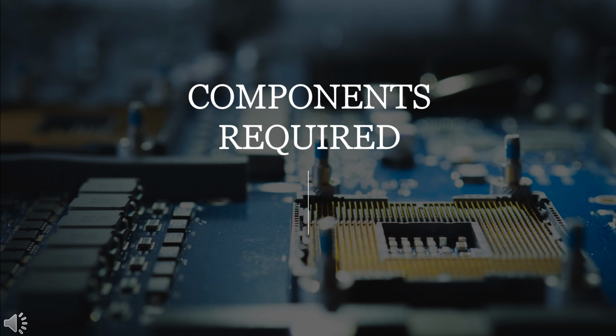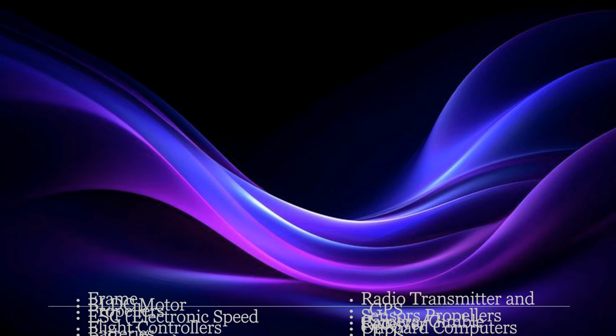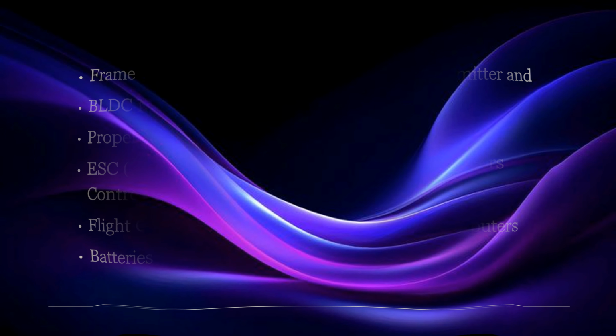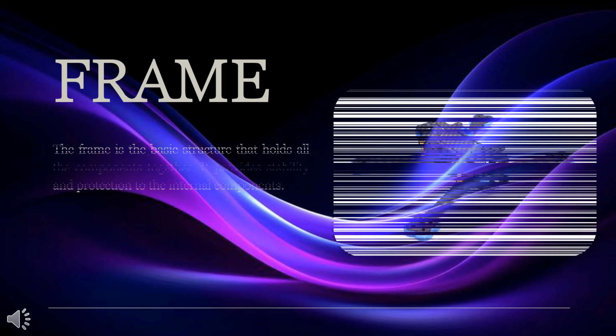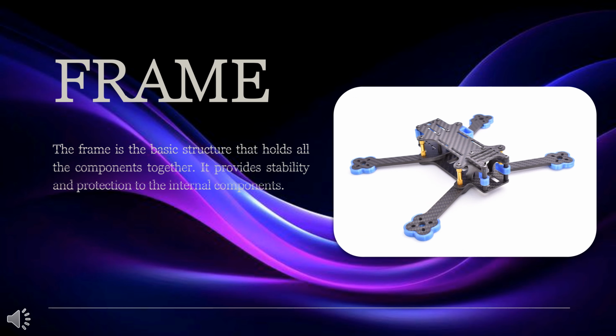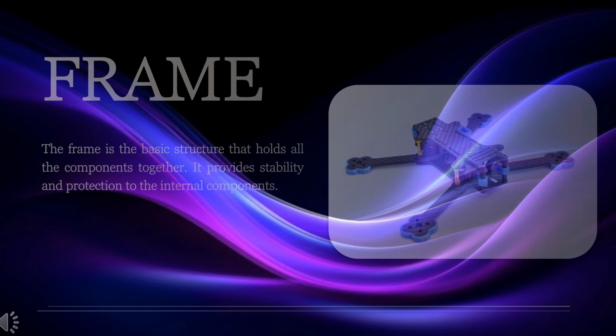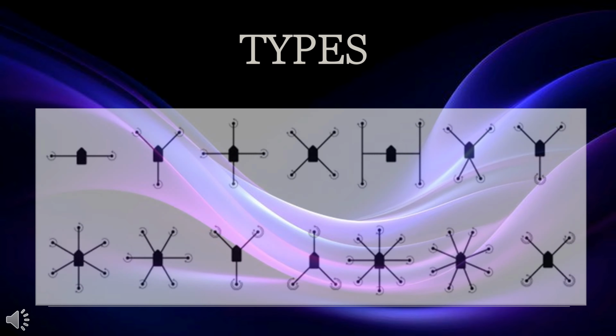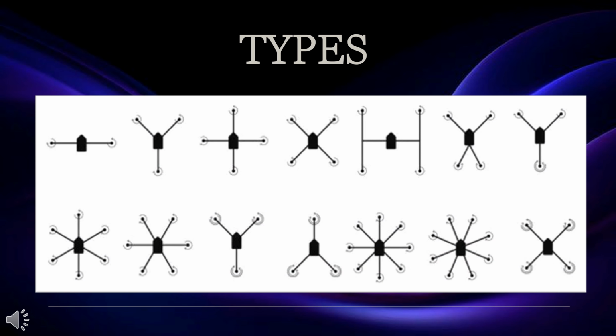Components required. Frame. The frame is the basic structure that holds all the components together. It provides stability and protection to the internal components. Types. These are the different types and shapes of the drones.